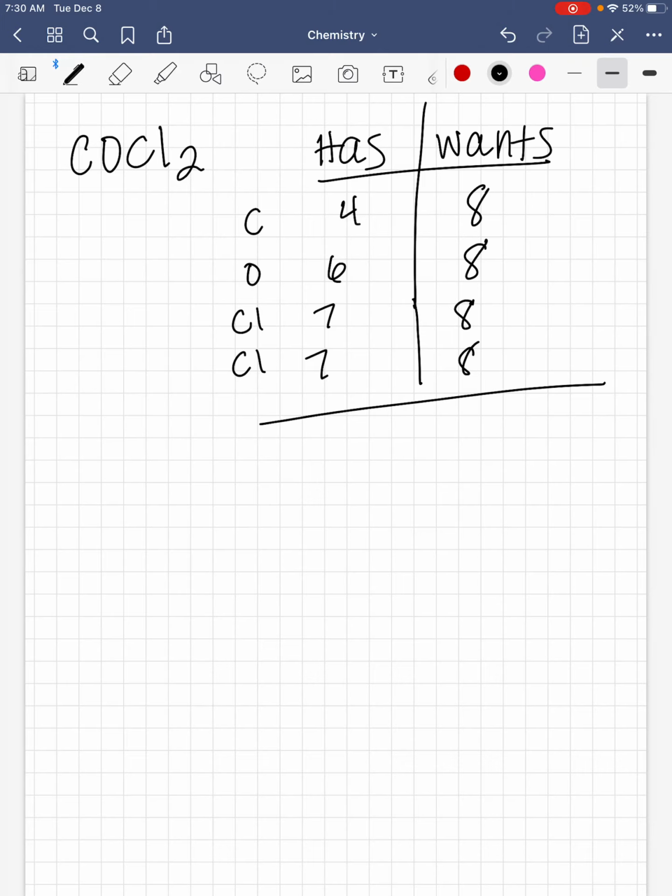Add them up. 7 plus 7 is 14, plus 6 is 20, plus 4 is 24. 8 times 4 is 32. 32 minus 24 is going to be 8 over 2. This one has 4 bonds. Okay, so let's look again.